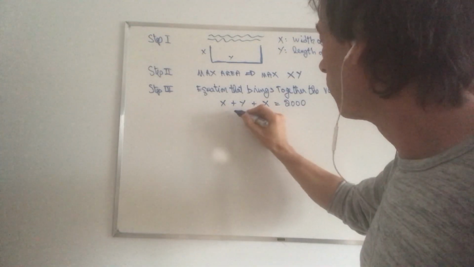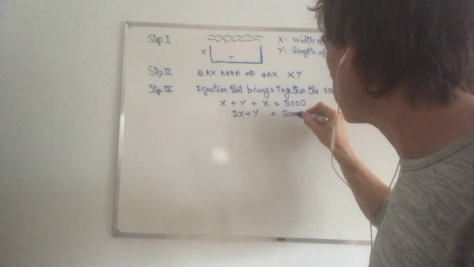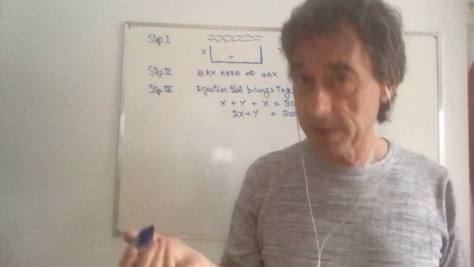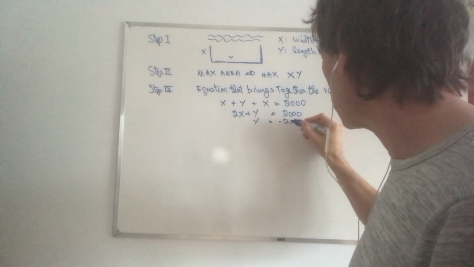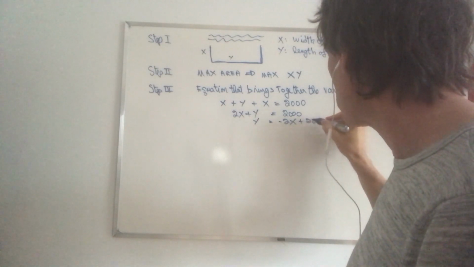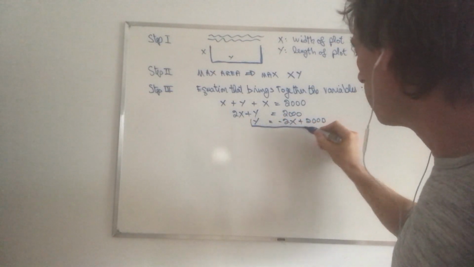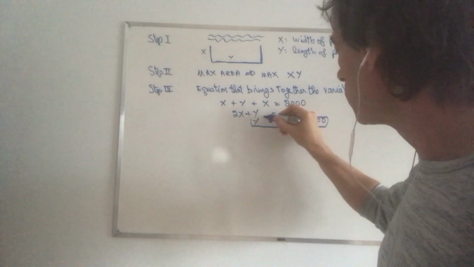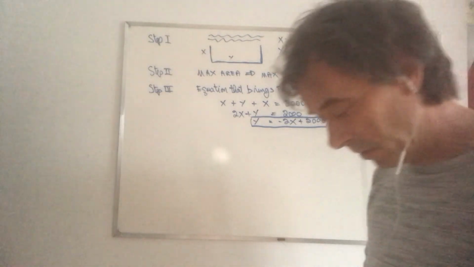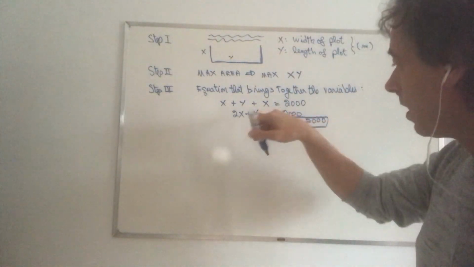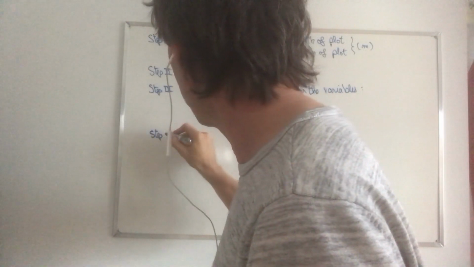That is to say, 2x plus y is equal to 2,000. Remember that at the end of this, we'd like to isolate one of the variables. The easiest variable to isolate is clearly y. So what we have here is a pretty simple y is equal to minus 2x plus 2,000. All right. So that's an important step. We now have a nice equation that involves both of the variables that we put in step 1.